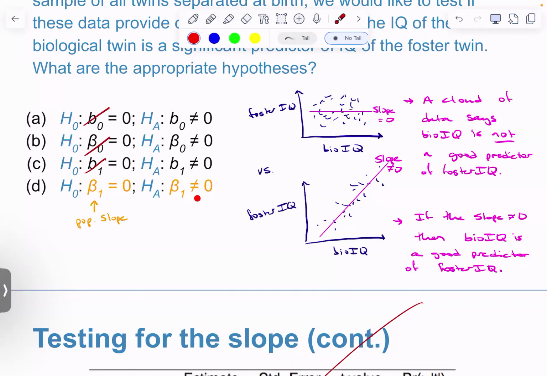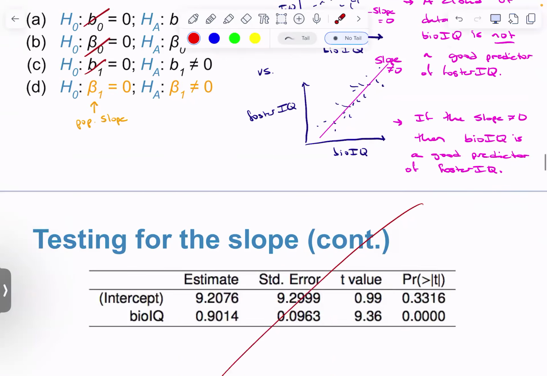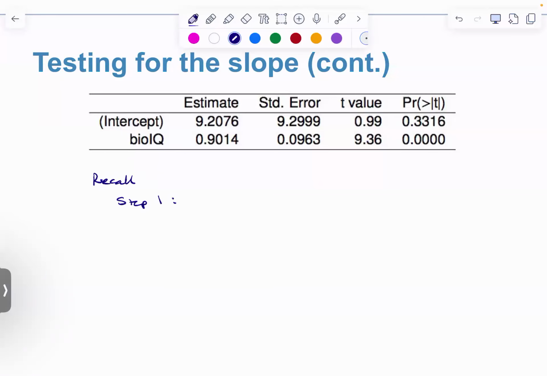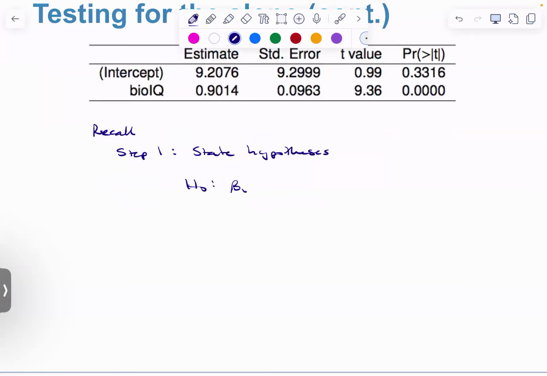And usually we only do two-sided tests for the slope, right? Because whether it's positive or negative, the slope itself will tell you. Recall, step 1, state the hypotheses. We said our null hypothesis is that beta 1 is equal to 0 versus our alternative hypothesis that beta 1 is not equal to 0.